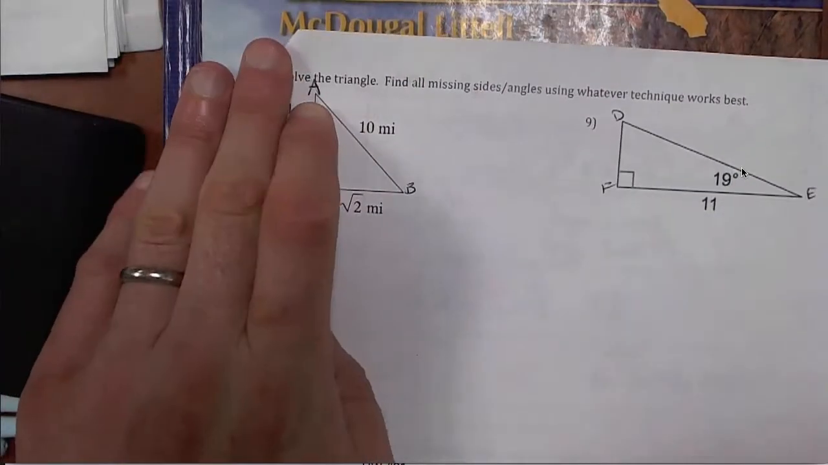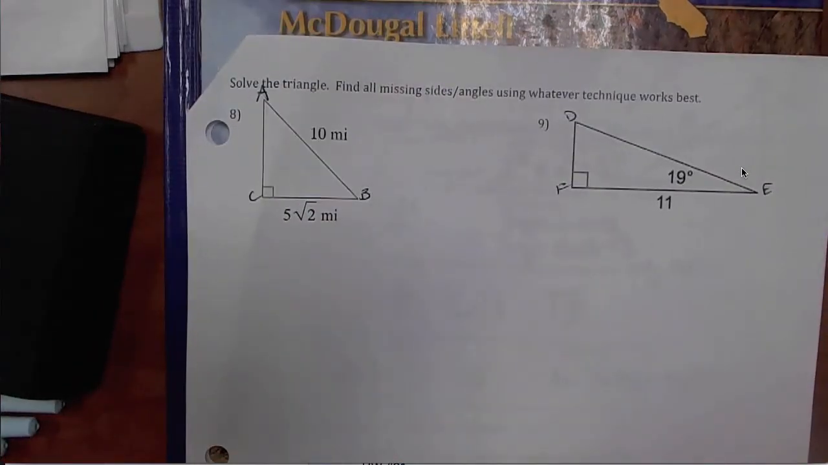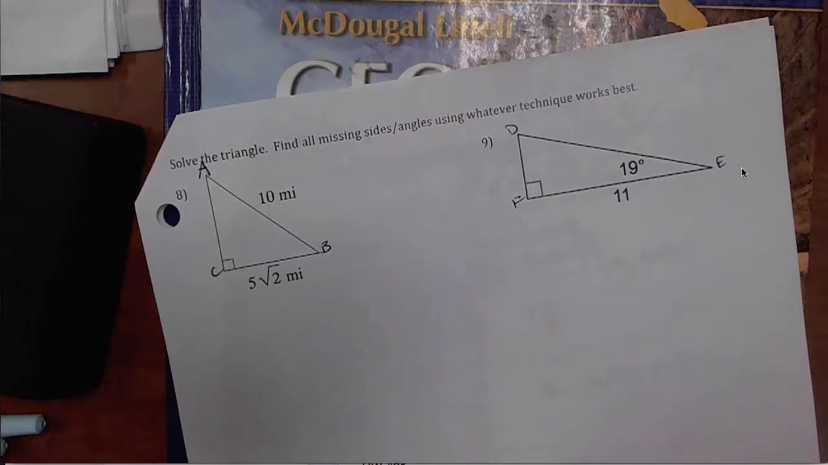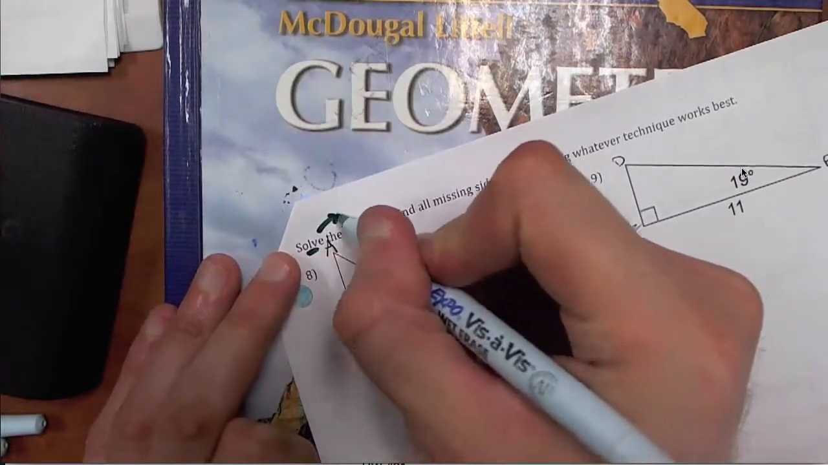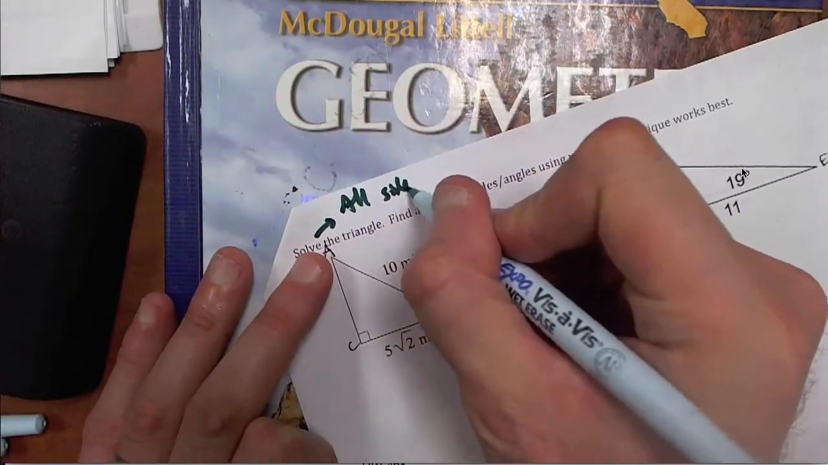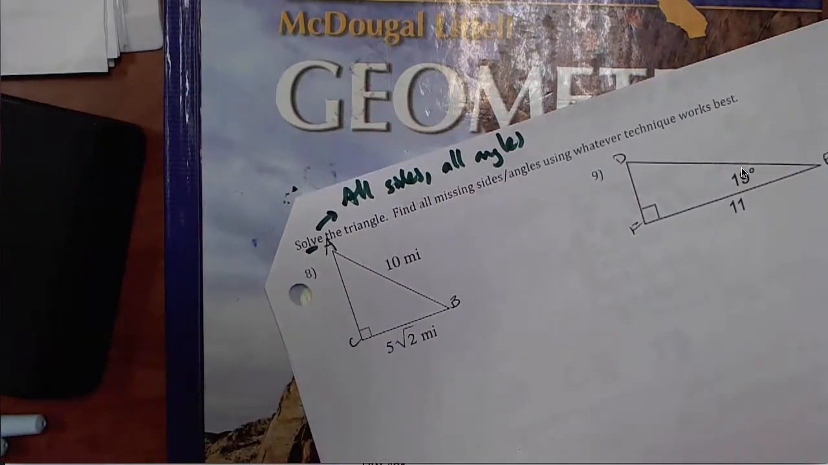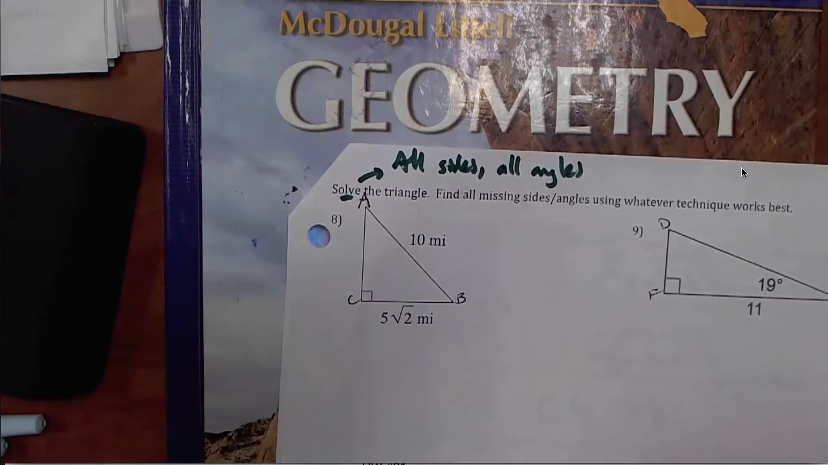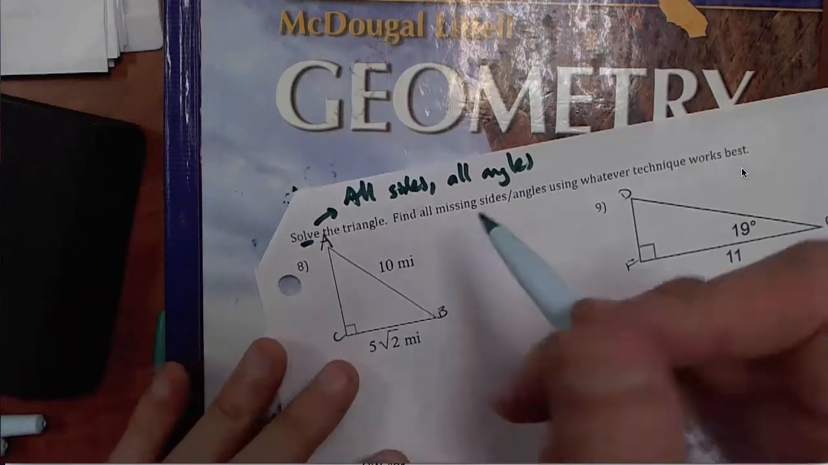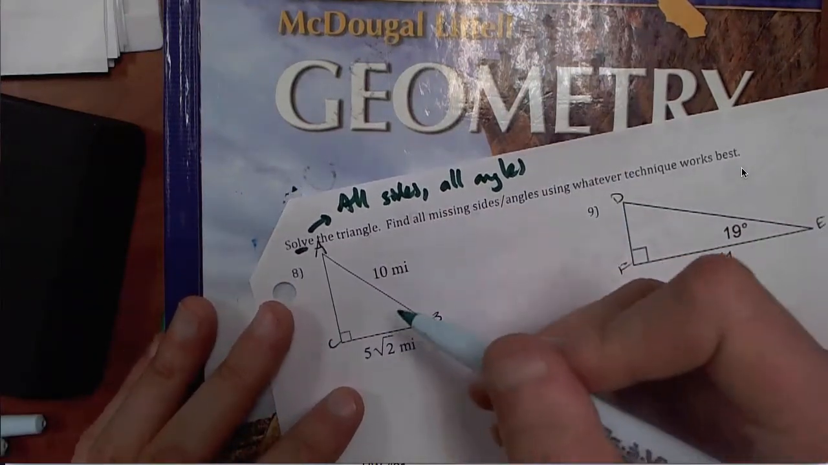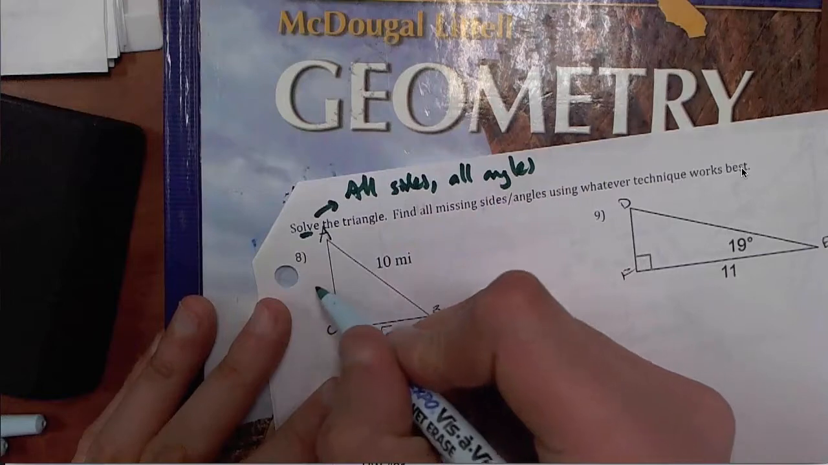I want to skip ahead, though, to just do a couple more examples here of solving the triangle. Solving the triangle means to find all sides and all angles. So we have to look to see what we have here. We'll do number 8 and number 9 together. So on this problem, I've got two sides. So I could find this, I'll call this x.